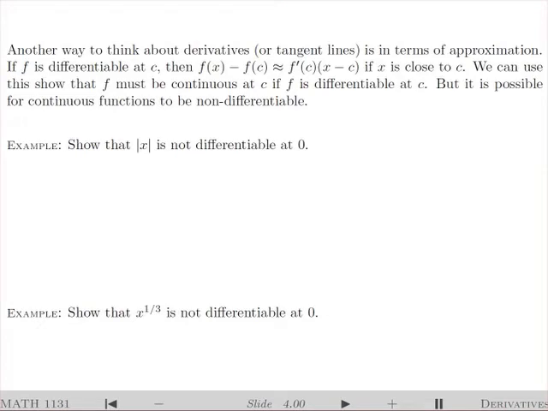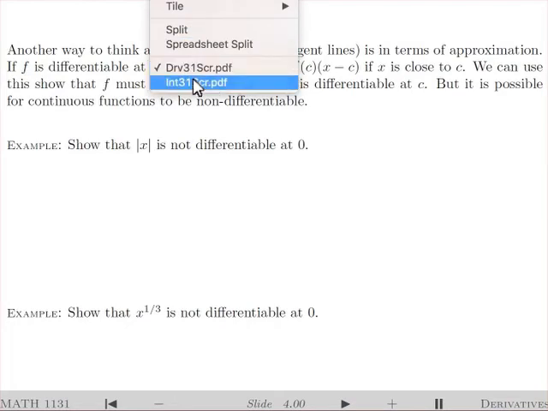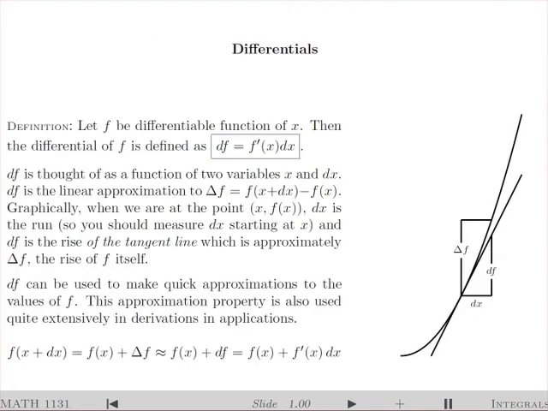If f is a differentiable function, then f of x minus f of c is approximately f prime of c times x minus c. A different way of thinking about this is that if I have a function f, I change x by a small amount, the function changes by a certain amount, which we denote by delta f, as we did when talking about rates of change. And df is an approximation to that. It's a linear approximation. The formal definition of the differential is that it's derivative times dx.